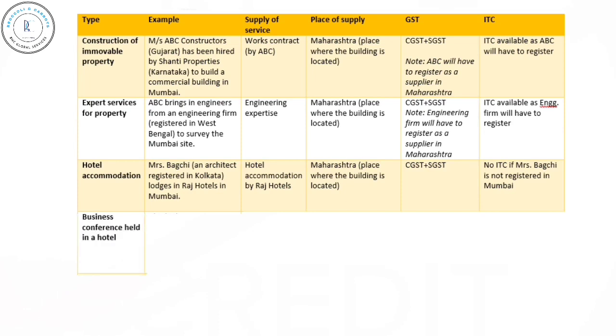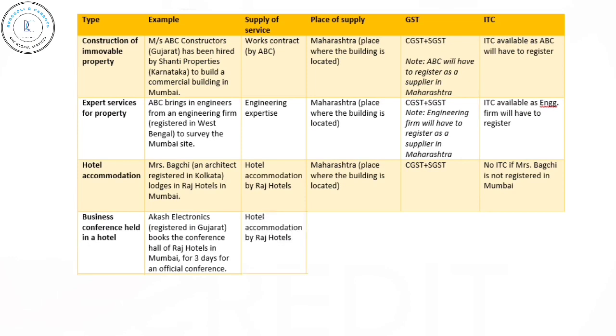Type. Business conference held in a hotel. Example. Akash Electronics, registered in Gujarat, books the conference hall of Raj Hotels in Mumbai for 3 days for an official conference. Supply of service. Hotel accommodation by Raj Hotels. Place of supply. Maharashtra, place where the hotel is located. GST. CGST plus SGST. ITC. No ITC, as Akash Electronics is not registered in Mumbai.